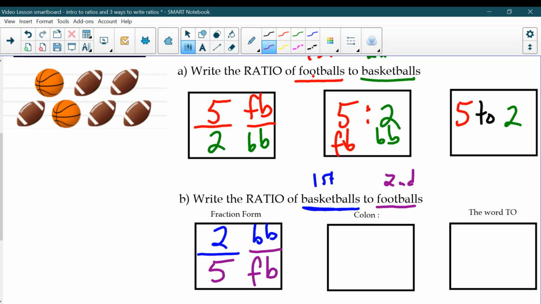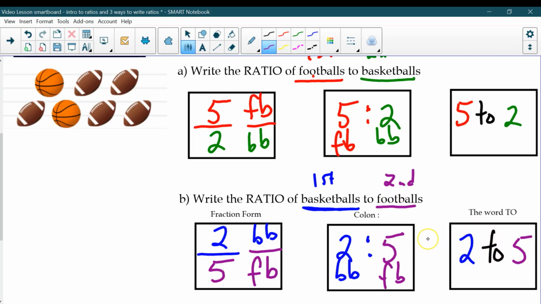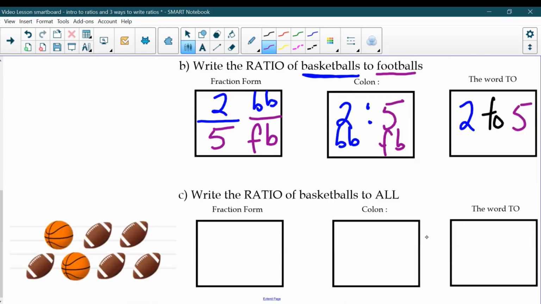Now we're going to write that same ratio with the colon. So again, basketballs first, put the 2 dots, and then footballs. Right? And then using the word "to" instead of the colon. 2, and then the word "to," and then the number of footballs. So again, writing it in fraction form, using the colon, and using the word "to" to separate these 2 numbers.